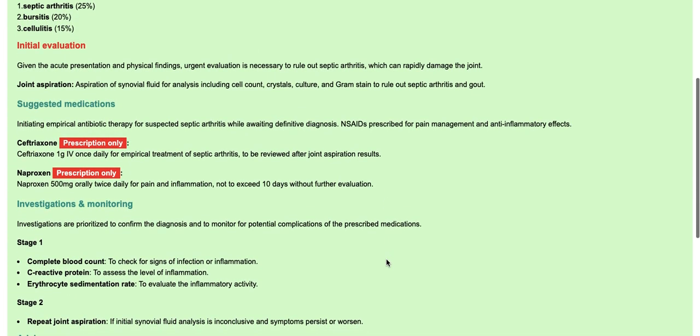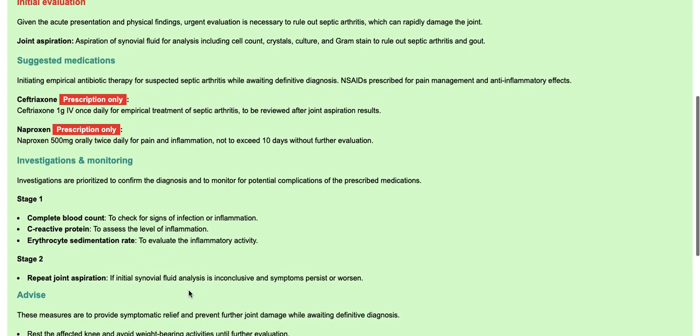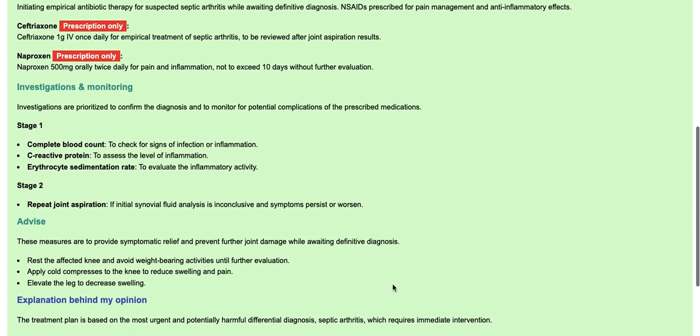Investigations: to confirm the diagnosis and to monitor for potential complications, complete blood count, C-reactive protein, and erythrocyte sedimentation rate. Stage 2, repeat joint aspiration if initial synovial fluid analysis is inconclusive and symptoms persist or worsen. So those are the investigations. Advice: rest the affected knee, apply cold compression, and elevate the legs.